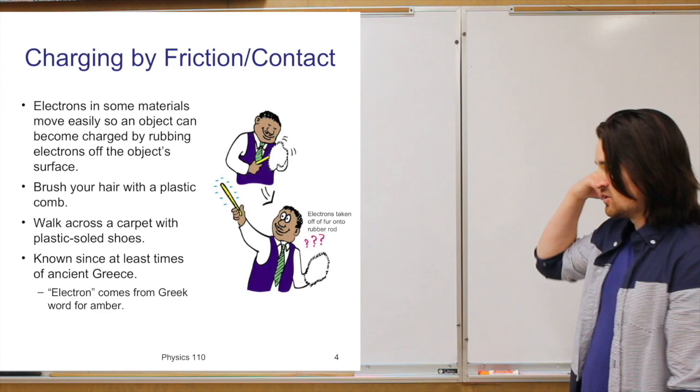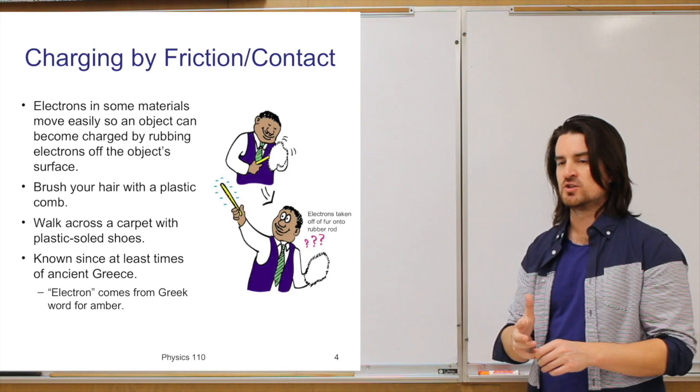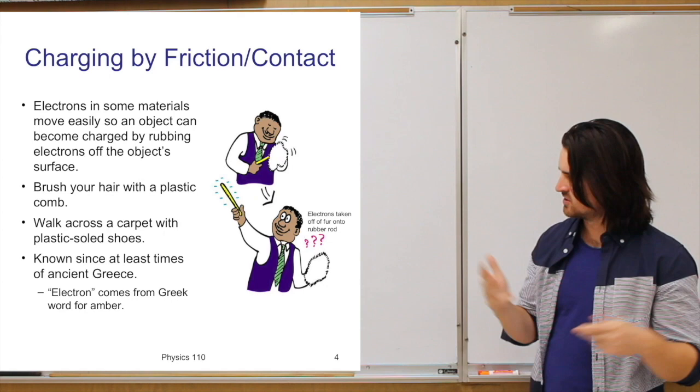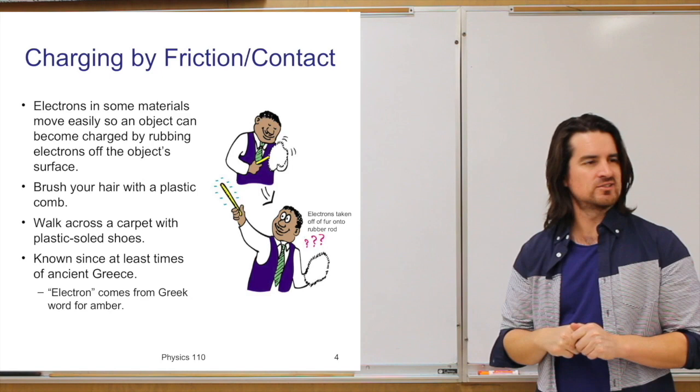It turns out that this property of nature, that things can be electrically charged, and we'll see in a minute some simple examples of what you can do with this static charge, besides shock people, was known for a long time. It's been known since at least the ancient Greek times. And the word electron actually comes from a Greek word for amber, and that has to do with the fact that they did some investigations of this sort of phenomenon with amber rods.